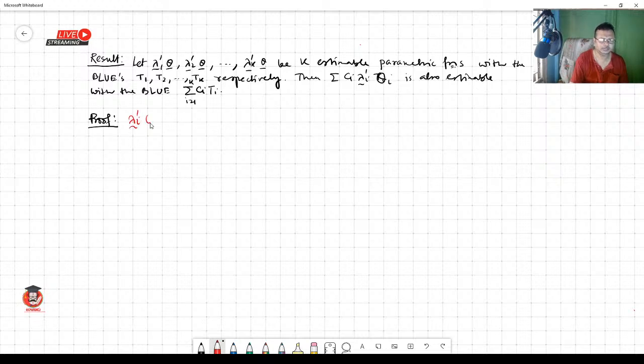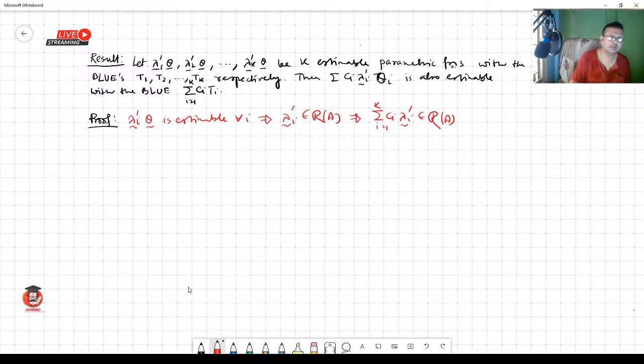Since λi'θ is estimable for all i, this means λi' belongs to the row space of A. So a linear combination of these λi' also belongs to the row space of A, because all λi belong to the row space of A. So this implies the sum over i from 1 to k of Ci λi'θ is also estimable.